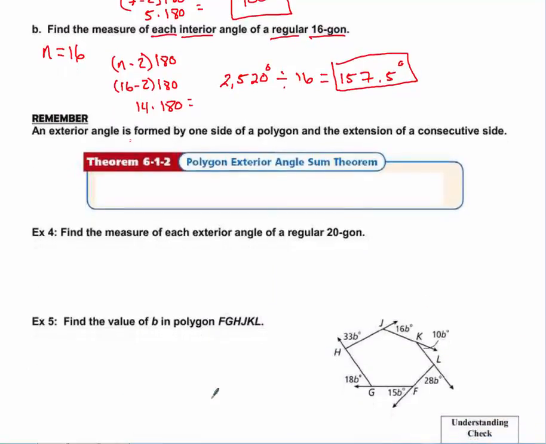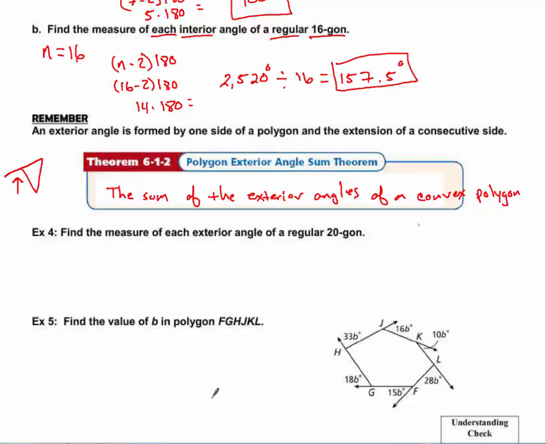Okay, so remember, an exterior angle is formed by one side of a polygon and the extension of a consecutive side. So if we have a triangle that has one of the sides extended, this is the exterior angle. Now, the polygon exterior angle sum theorem tells us what the exterior angles add up to. The theorem says that the sum of the exterior angles of a convex polygon is, and this is an easy one, always 360 degrees.